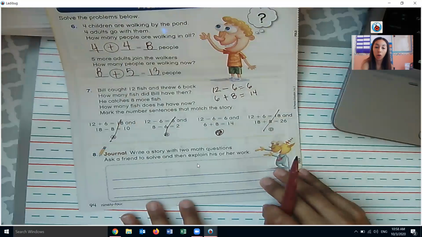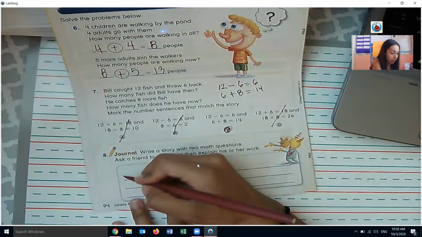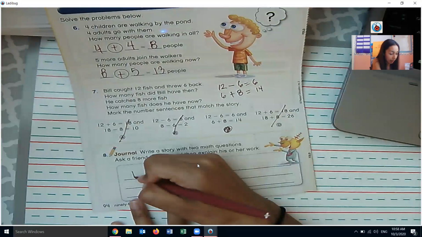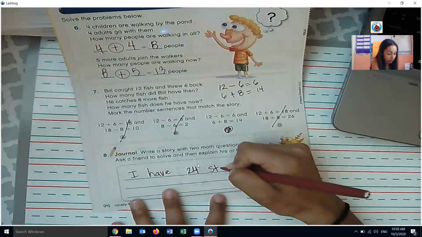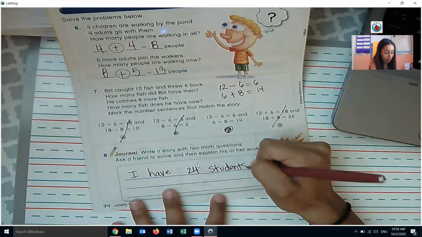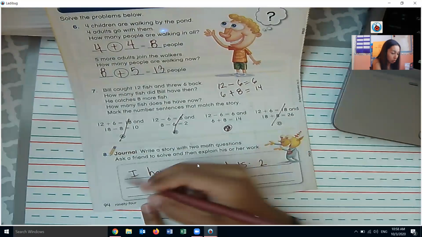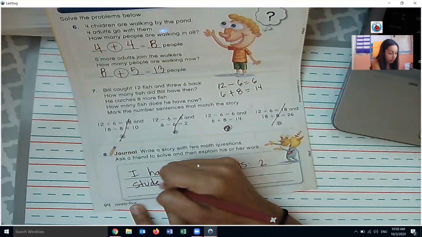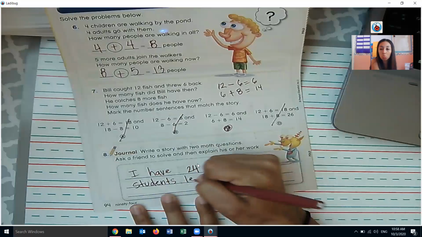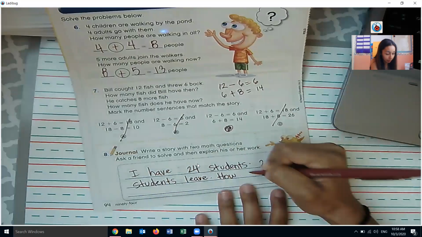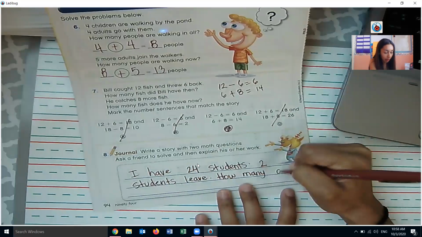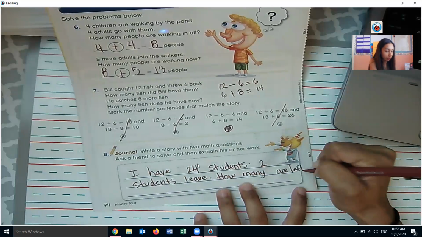Okay, number 8 is where you get to be creative and write down your own 2-question math problem. So maybe I'll start with, I have 24 students. Maybe 2 students leave. How many are left? We have 22.